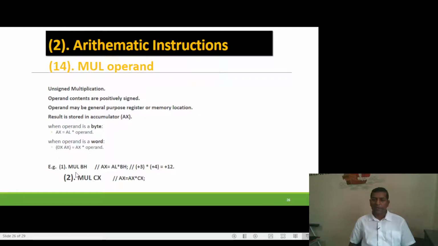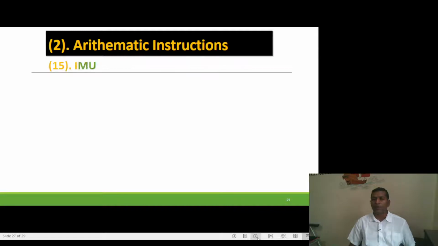So the example is MUL BH. The contents of BH will be multiplied with AL, and this is how we get the final result as AL into BH. The result is larger, that is why it will be stored into AX finally. Then MUL CX: the contents of CX will be multiplied with AX and the result will be stored into AX, and DX if larger.